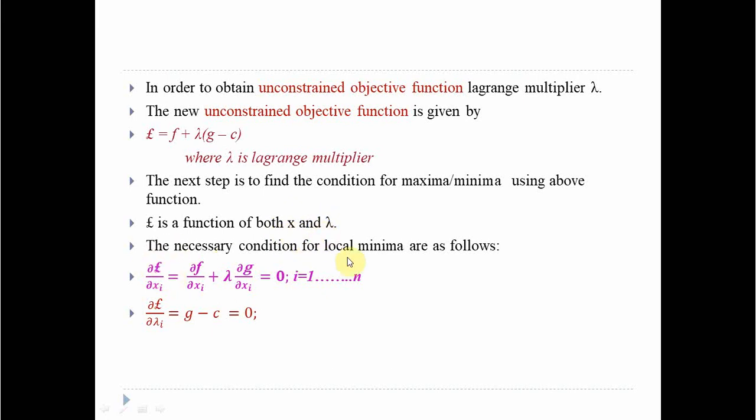So the necessary condition for local minima will be as follows. You will partially differentiate this function with respect to xi, where i will be equal to 1 to n. So the first one is to differentiate it with respect to x1, then x2, and so on till xn. Clear? And then the next condition will be obtained when you differentiate this function with respect to lambda, that is Lagrange's multiplier. So you will get two conditions for local minima or local maxima.